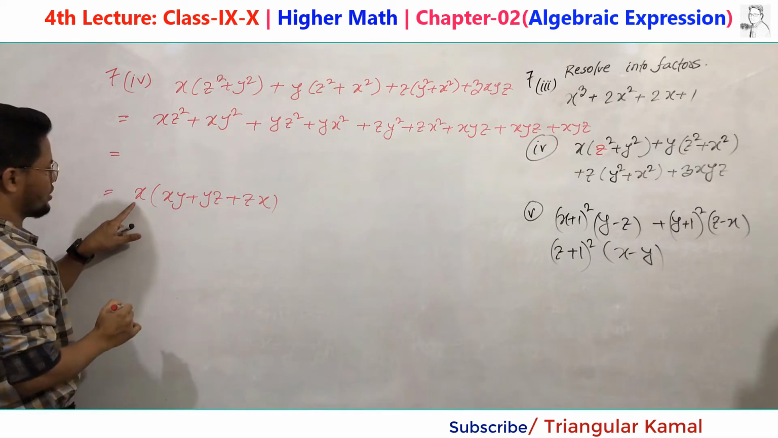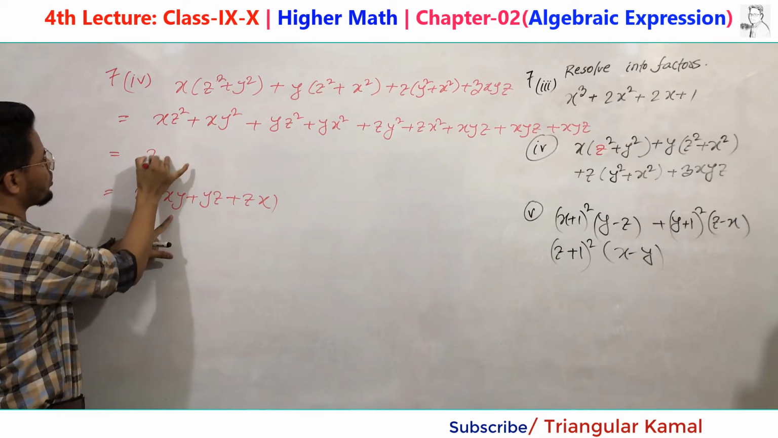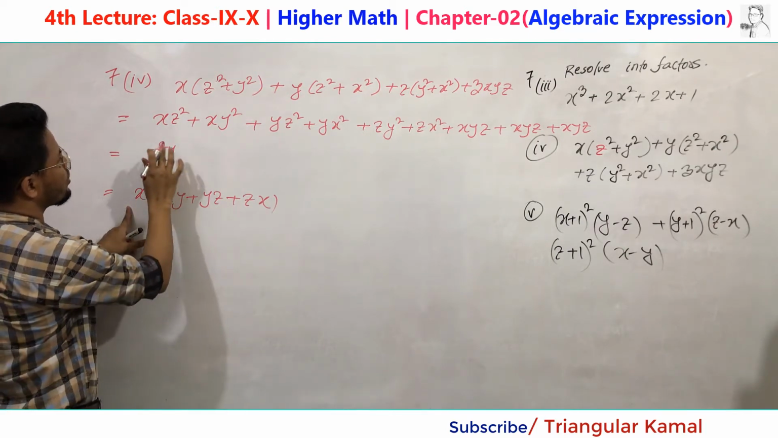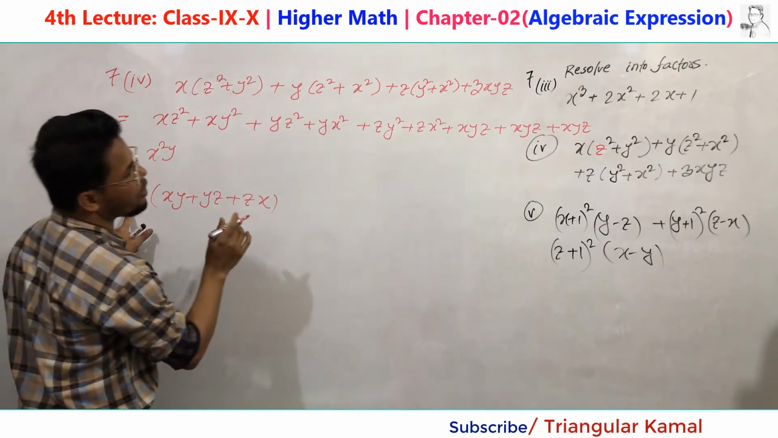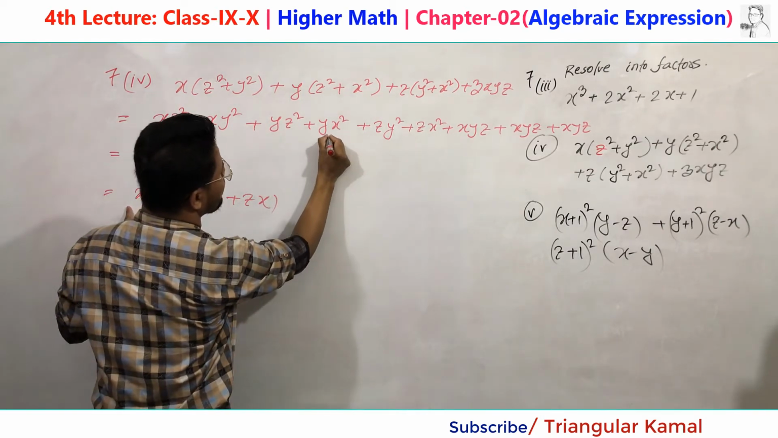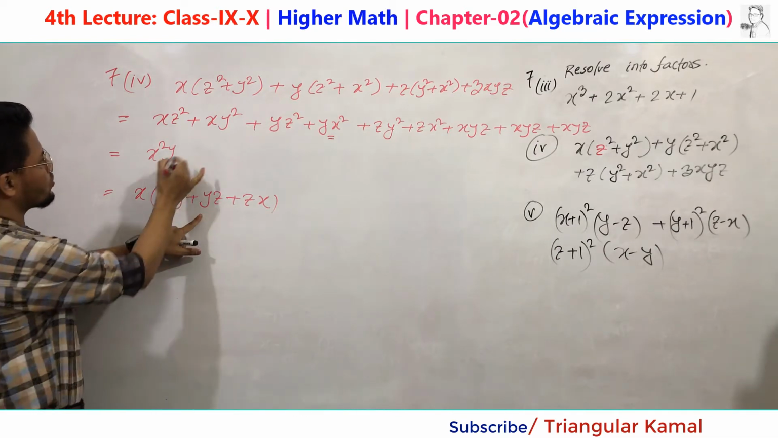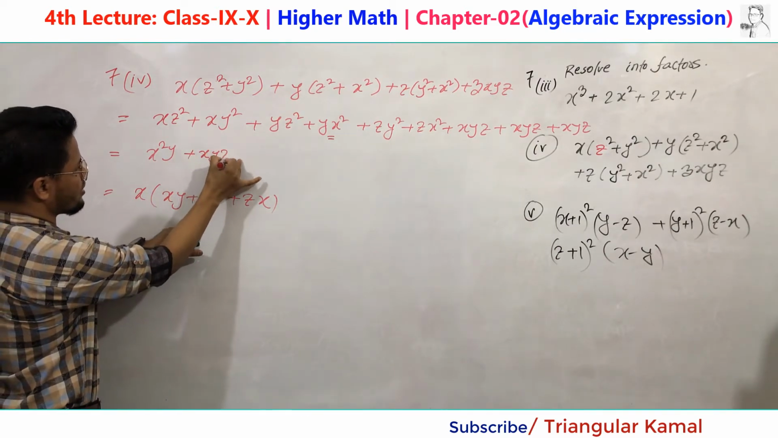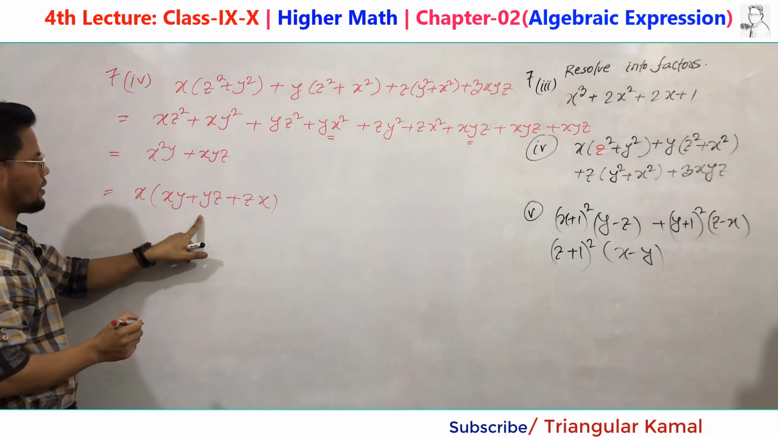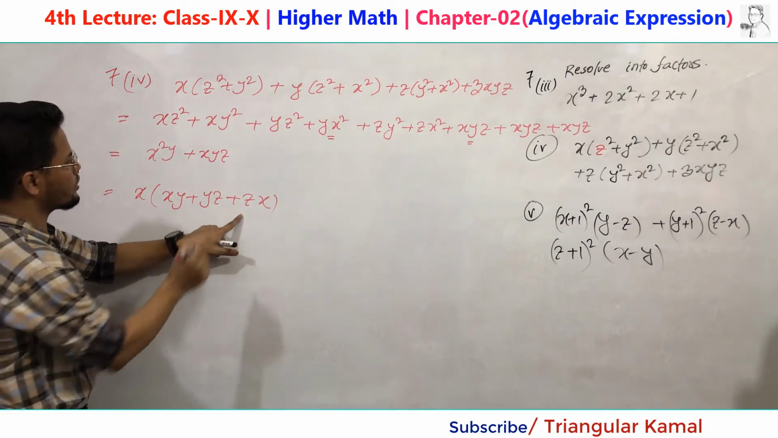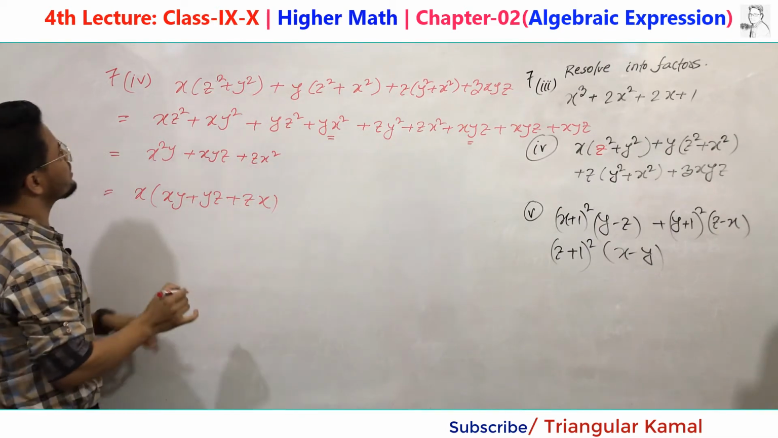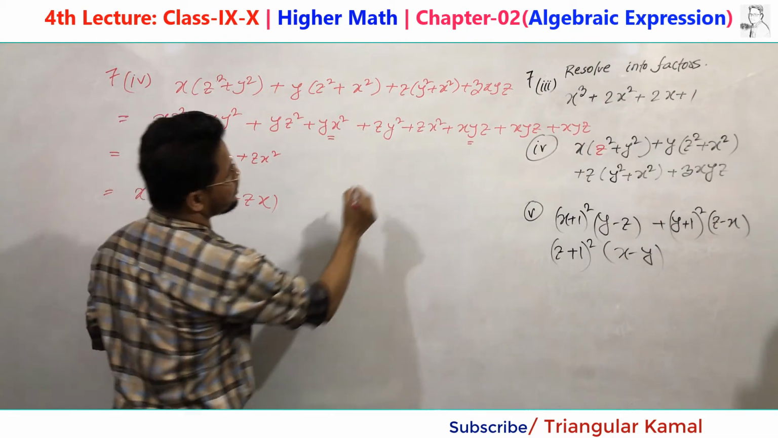And so x square y, this one is the first term, x square y. Which one is x square y? X square y is this one. Now xyz, considering this one, xyz. Now z x square, which one is z x square? Z x square is this one.